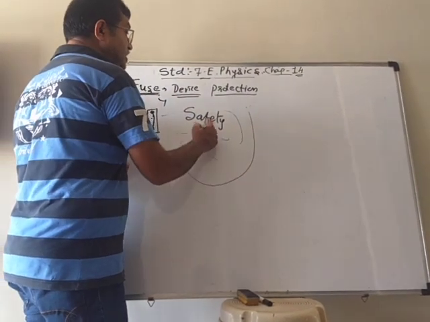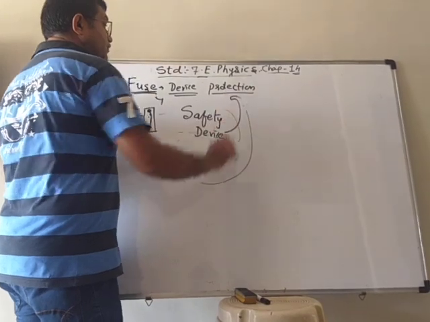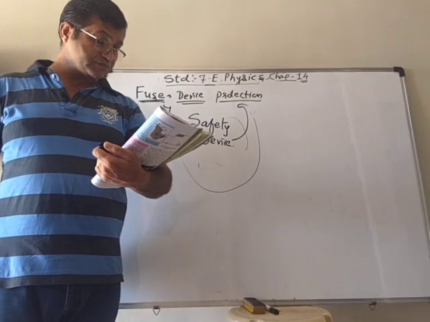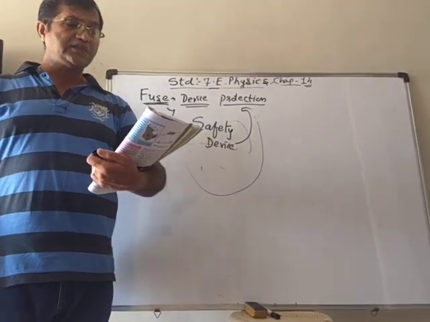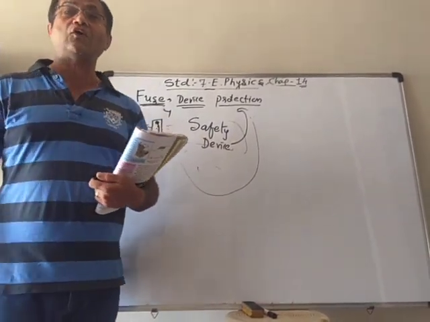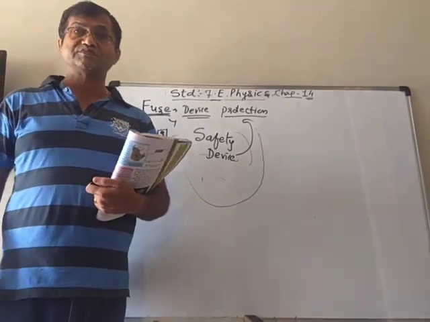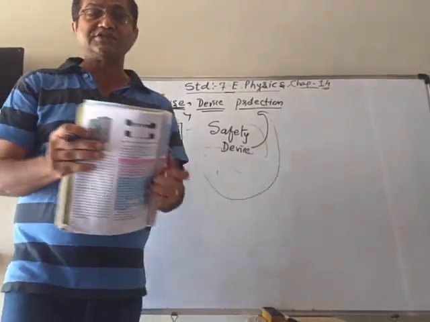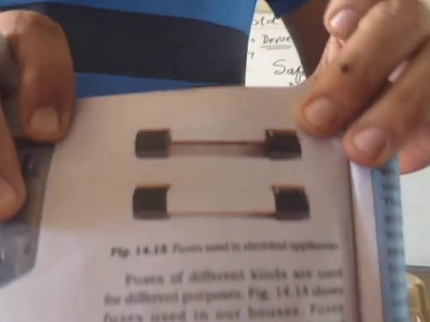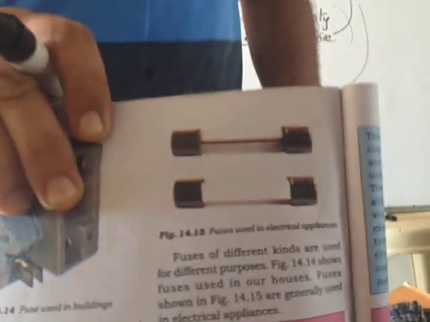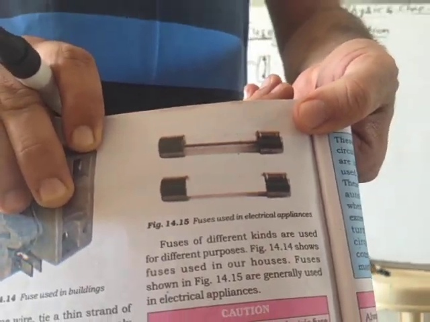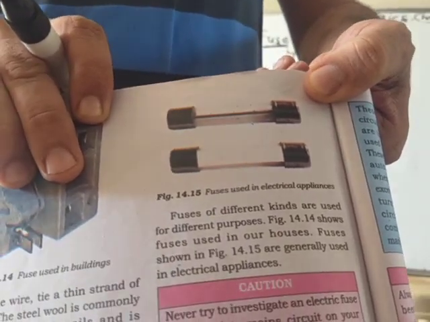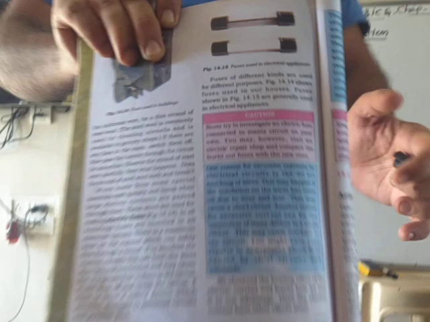Fuse is the safety device which is used for protection from over power. Now sometimes some appliances have their own fuses also, like in your inverter or other appliances, in which very small tube type fuses are used. Sometimes that fuse is not working, you have to replace it, then that appliance can easily work.